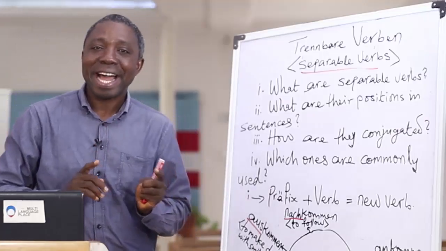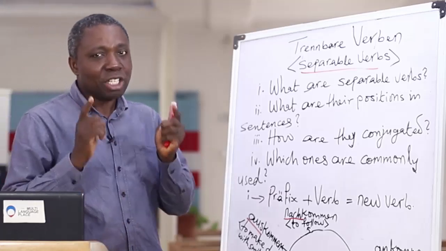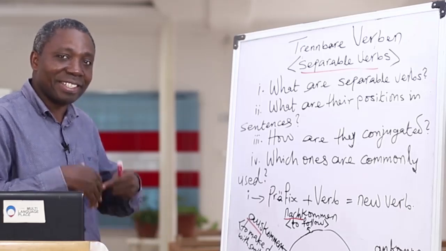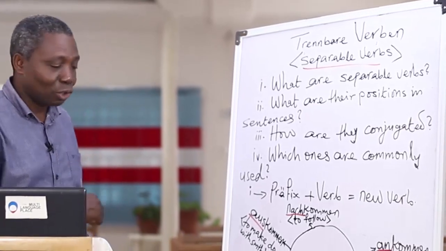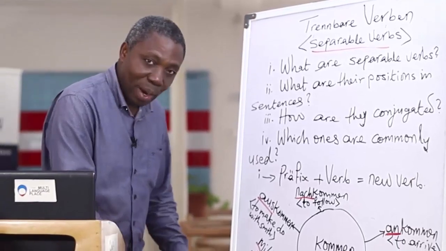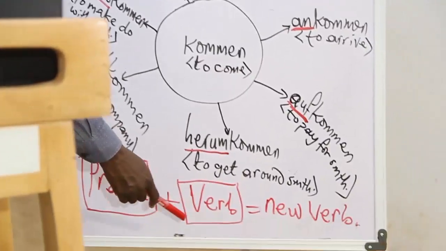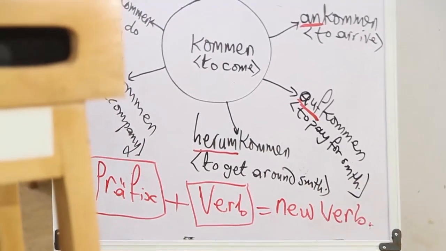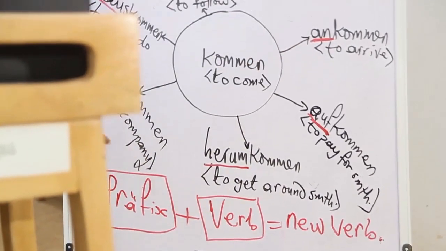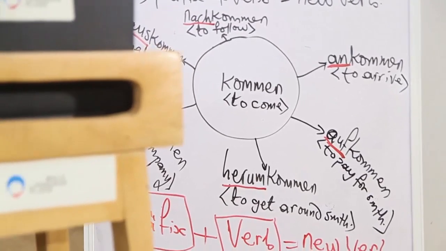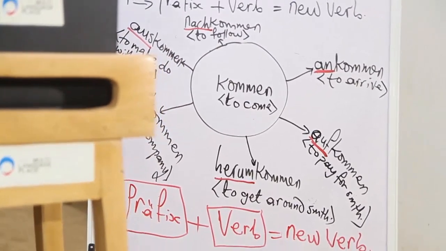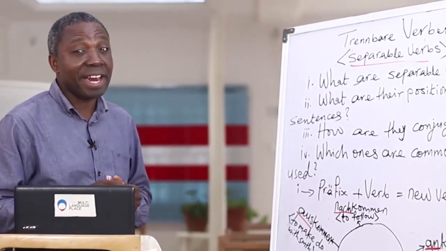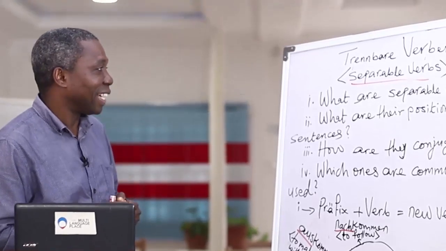Because prefixes are added onto them, and these prefixes have a kind of behavior, that is, the way they behave, and we're going to talk more about that. So you see, here we have prefix plus verb equals new verb. From this verb, we have been able to create these other verbs that we have on the board. And we have more of them, but we're still going to get to number 4, where we're going to see those that are very, very common in the German language.